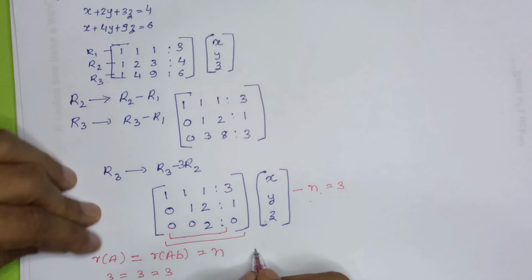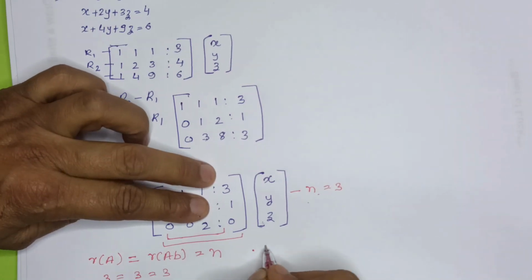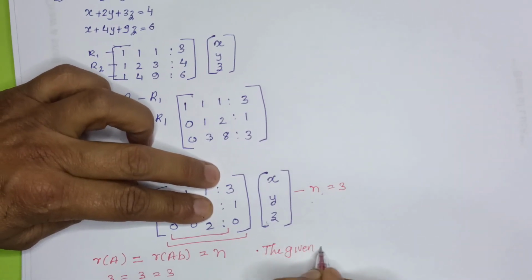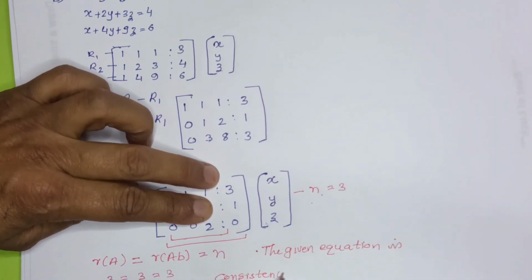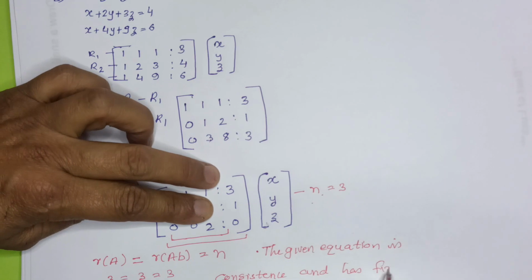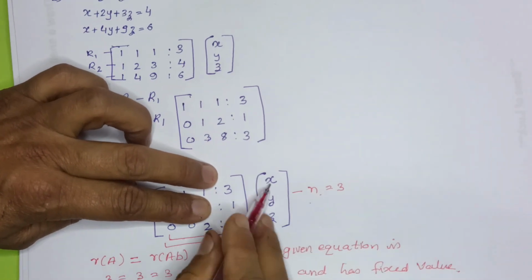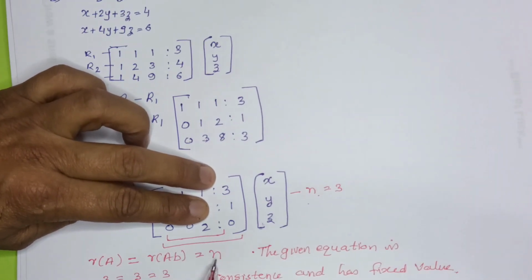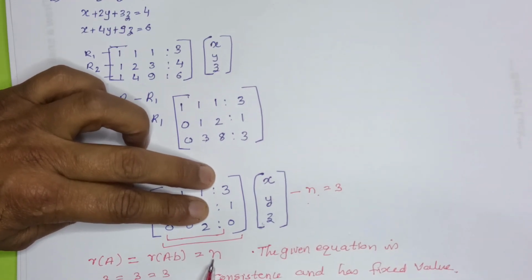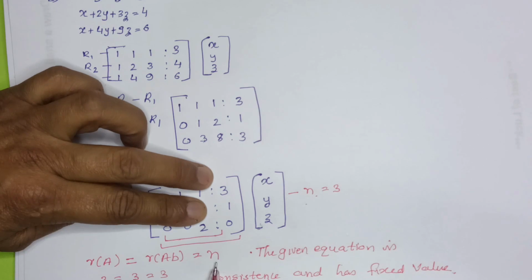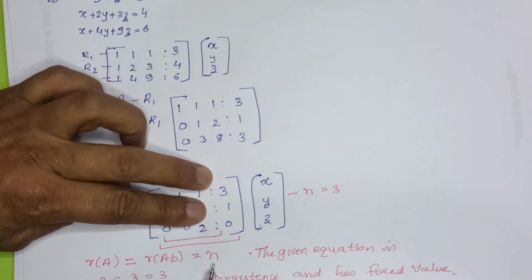So we know that this equation, we can call this equation a consistent equation. So the given equation is consistent and has a fixed value. Why do we have a fixed value? Because the ranks are equal to n, the number of variables. If the value is equal, then it is called fixed, and if it is smaller than this n, then we can say infinite solutions.